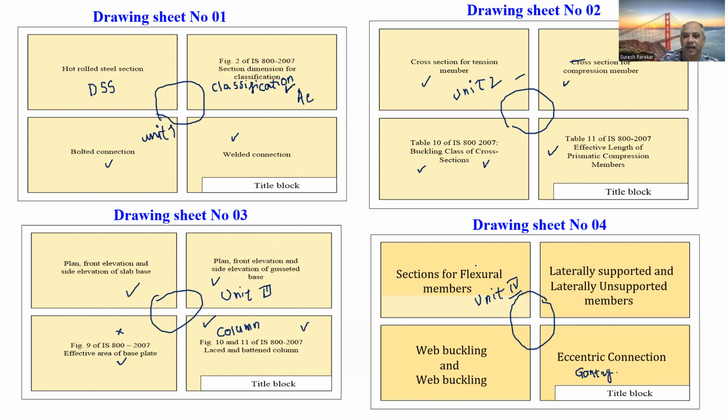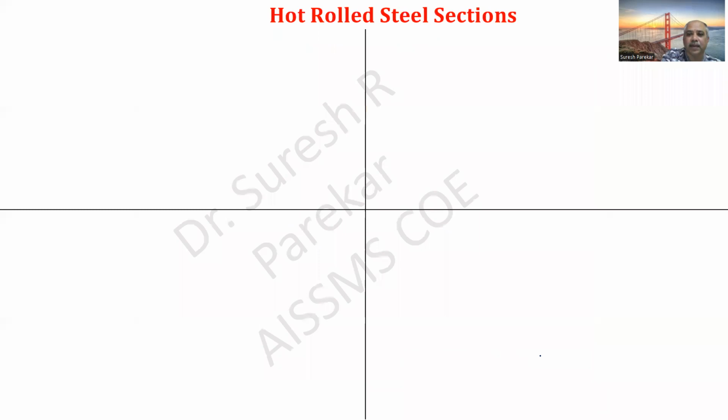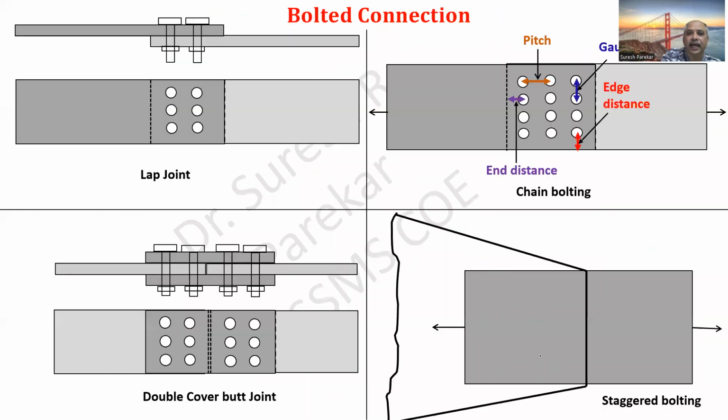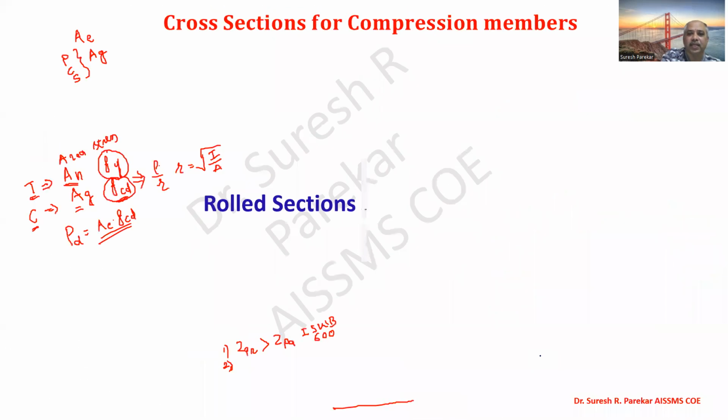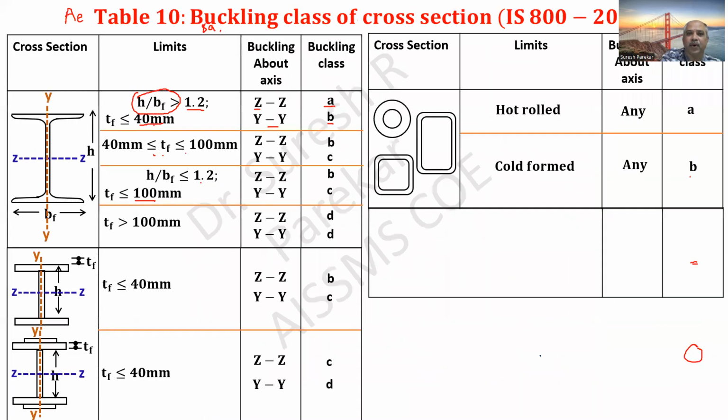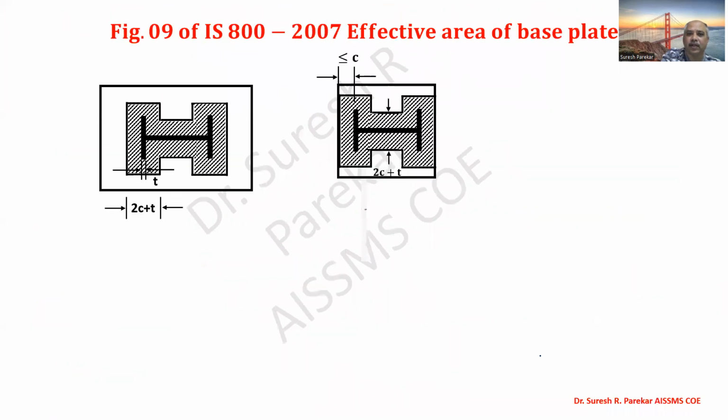So now in flexural members, we are going to see different sections for flexural members: laterally supported, laterally unsupported, web buckling, and web crippling. So we have to go through these four parts in your sheet number 4. So we will directly switch over to sheet number 4. Already we have gone through 1, 2, 3, and now we are with 4.